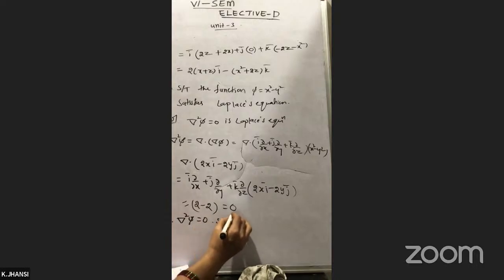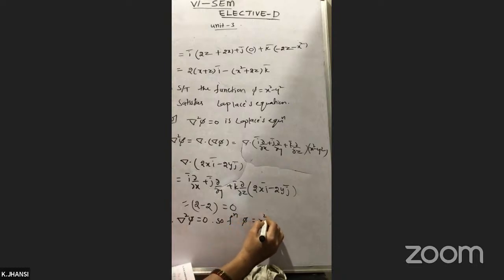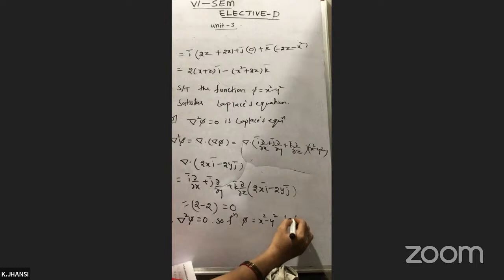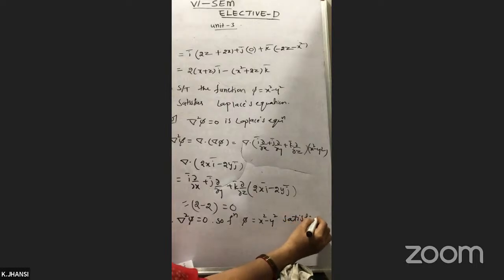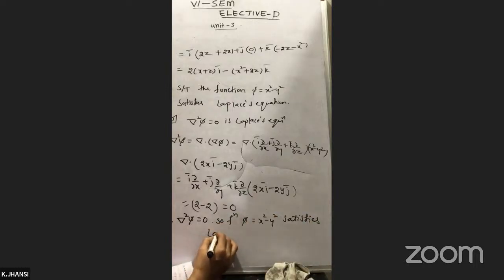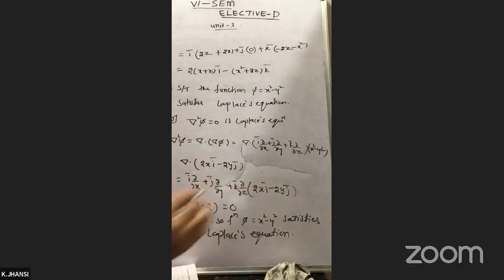So the function phi equal to x square minus y square satisfies the Laplace equation. Like this, we have to solve the problem.